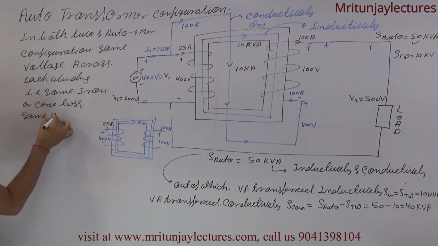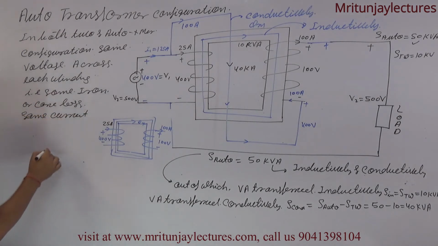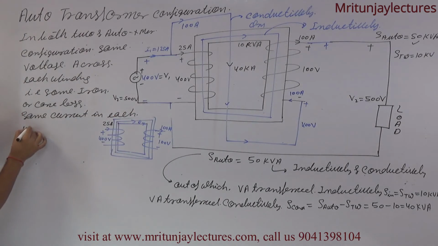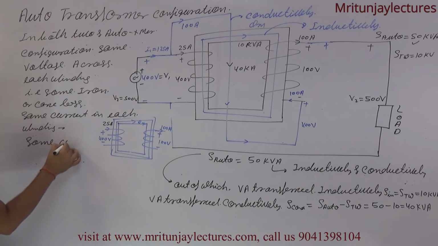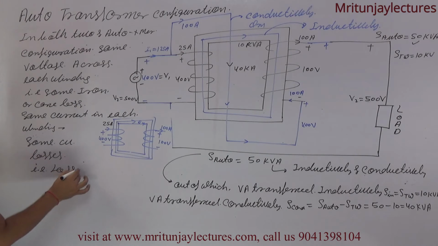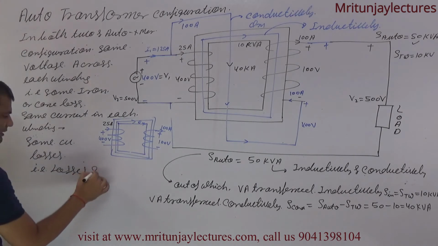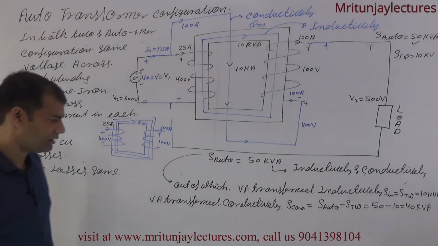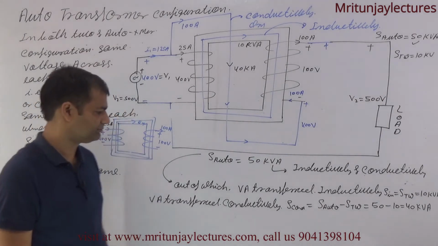Same current in each winding means same copper loss. Okay, so finally you can say that losses in the transformer are same in both transformers. Clear? Now we focus on efficiency.